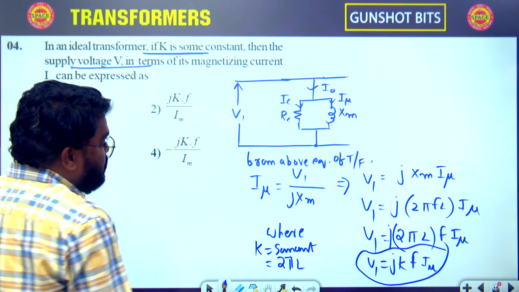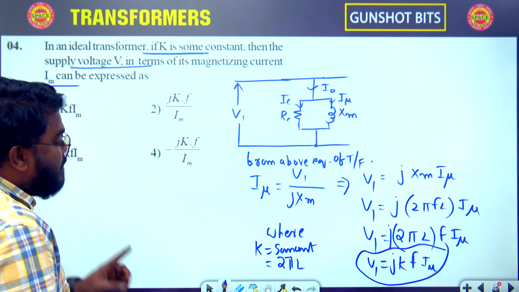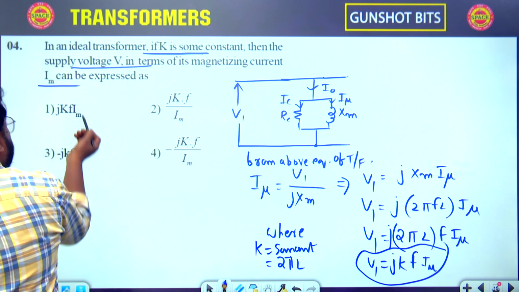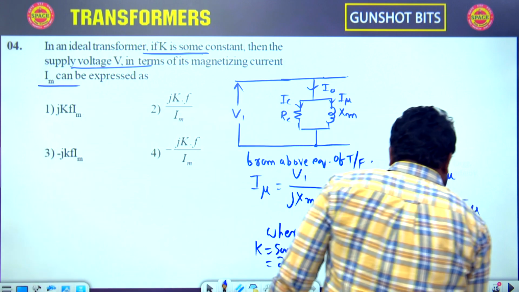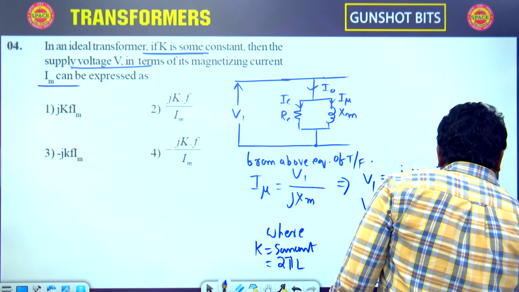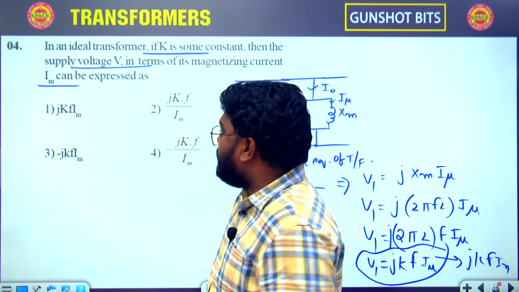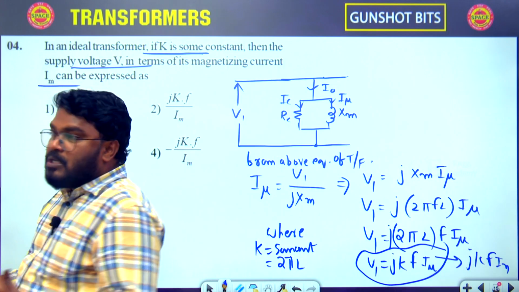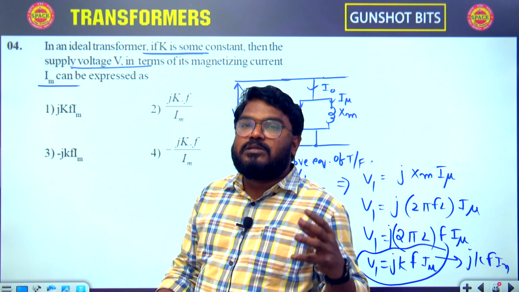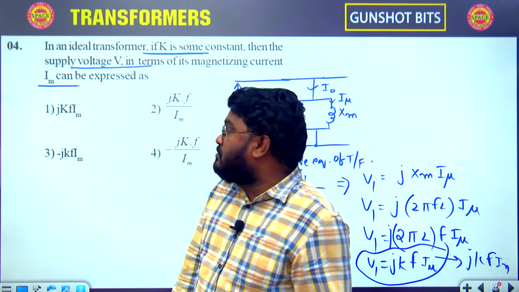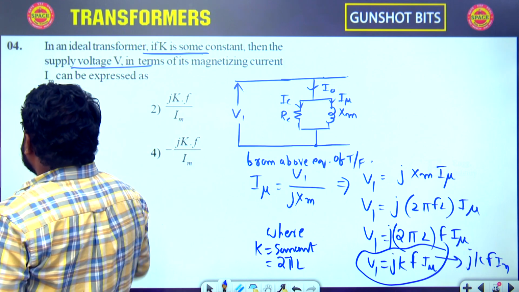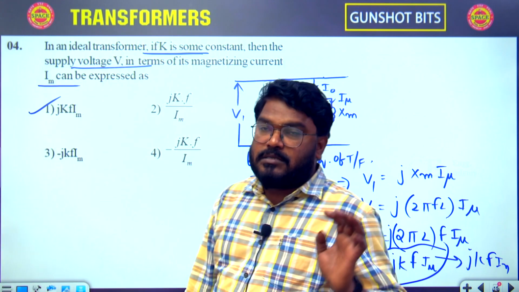So the answer for this question is jKf multiplied by Iμ, or instead of Iμ you can write Im, where Im is the magnetizing current of the transformer. The current required from the source to create the flux is known as the magnetizing current of the transformer. So for this question, option 1 is correct.